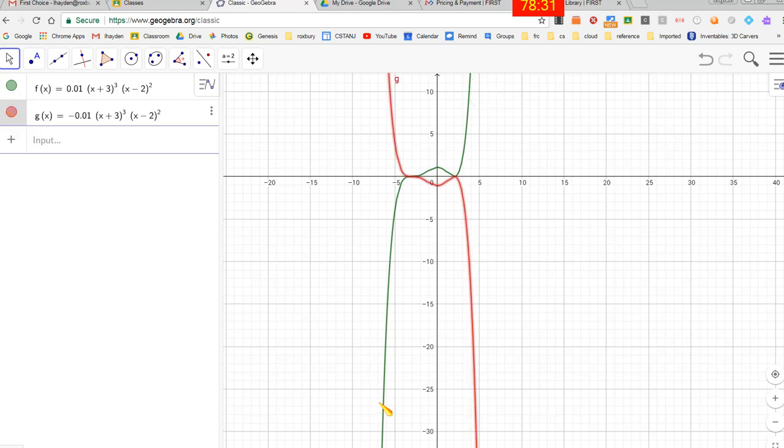If you look at g of x, you'll see that the only difference is that there's a negative coefficient, which affects the end behavior. Everything else would be identical.